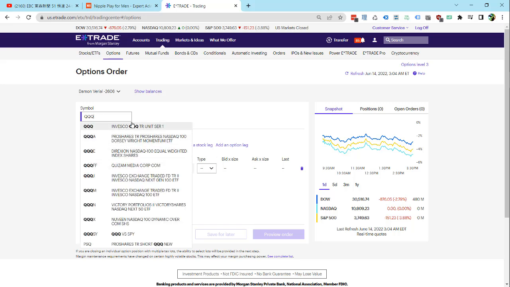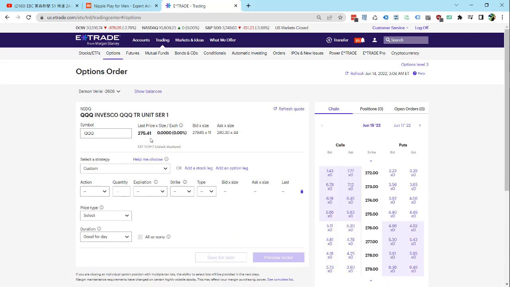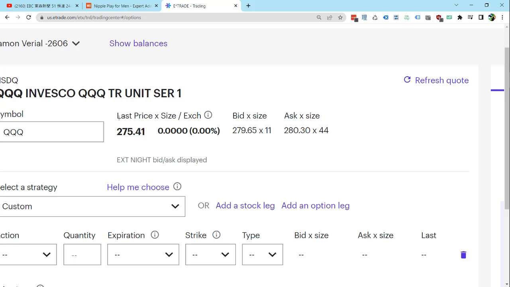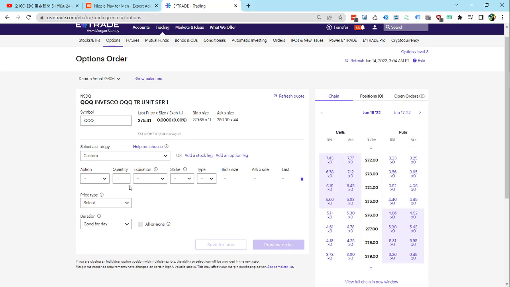I'm using the QQQ as an example. The QQQ tracks the NASDAQ. Now you're going to get this bid and ask and the last price pop up. You can safely ignore that for the most part because that is for the stock or the ETF, and we are trading options, which is going to give us a different bid and ask for the particular option we're looking at.